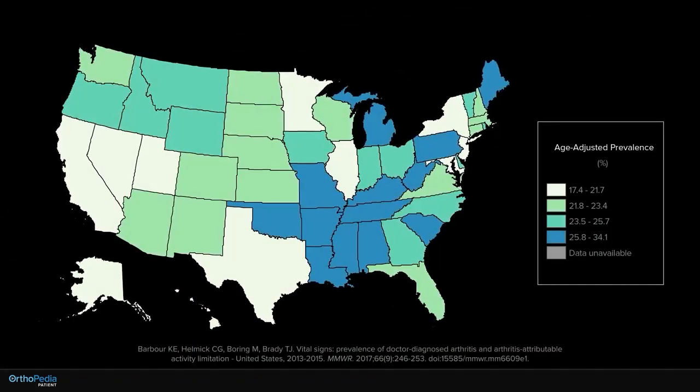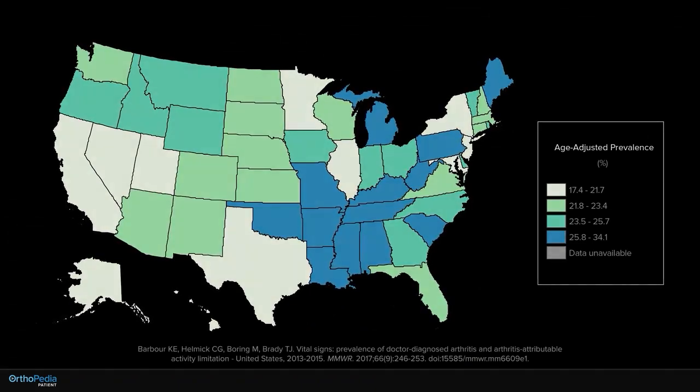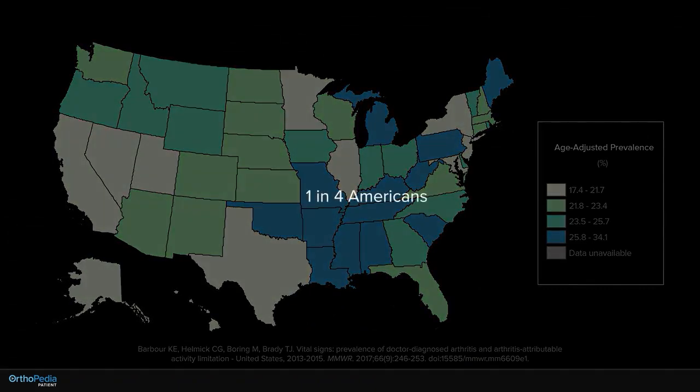Arthritis can affect many joints in the body, and according to the CDC, 1 in 4 Americans are affected by arthritis. Shoulder arthritis accounts for a large portion, with up to 33% of adults aged 60 and older being impacted. The prevalence of shoulder arthritis increases with age, with women being more susceptible than men.